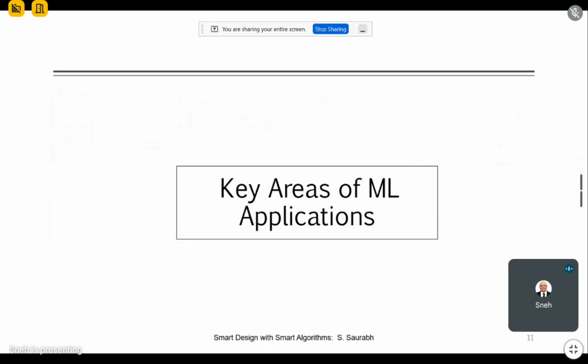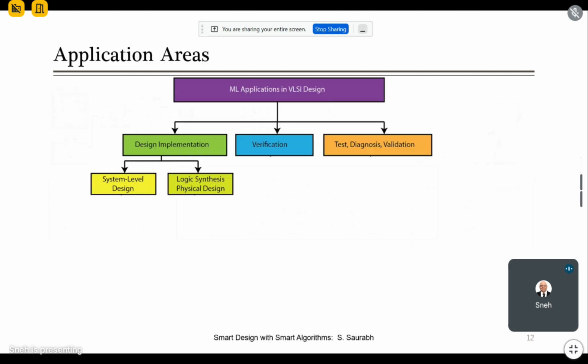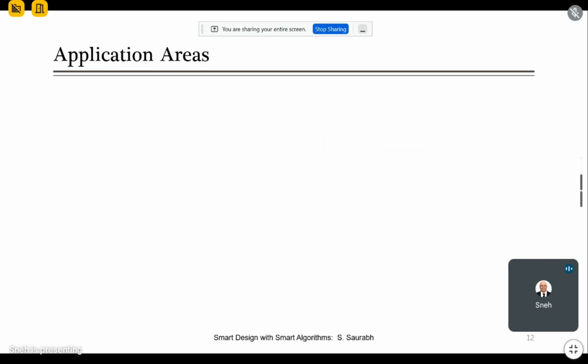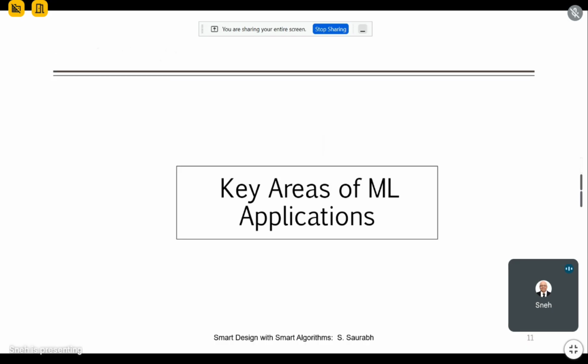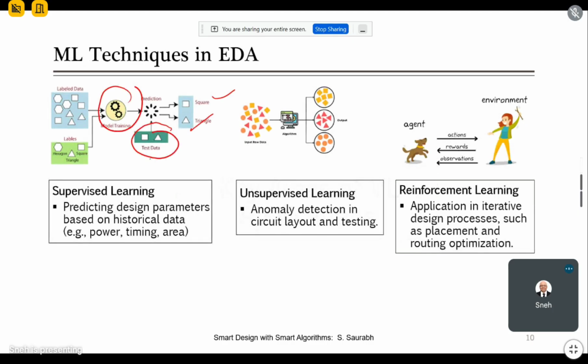Now, what are the key areas where we can use these ML techniques in EDA? So, reinforcement learning.